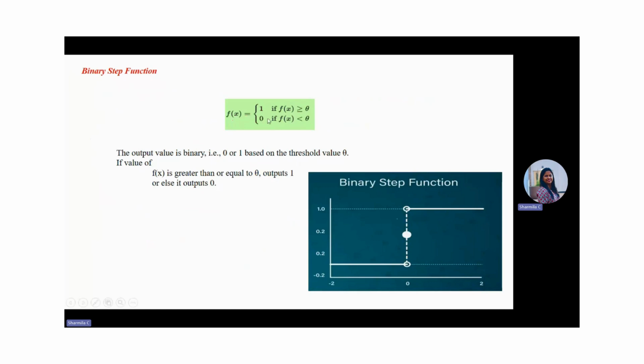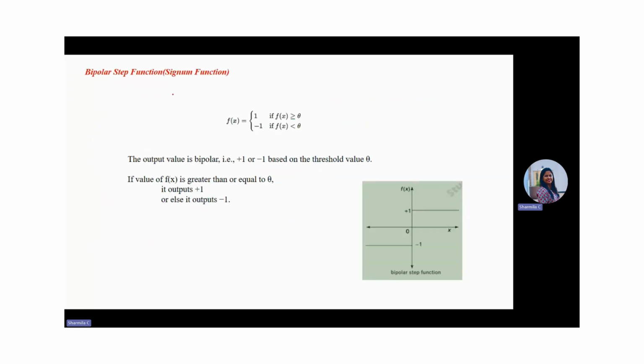This is either 1 or 0. Now coming to the bipolar step function, instead of 1 or 0, it is 1 or -1. So this is also called the signum function. If f of x is greater than or equal to theta, it returns 1, else it returns -1. So the value is bipolar here, not binary. It is +1 or -1 based on the threshold value. This is how the graph looks. Whereas the previous one, the binary, is 1 or 0, this one is with the -1.